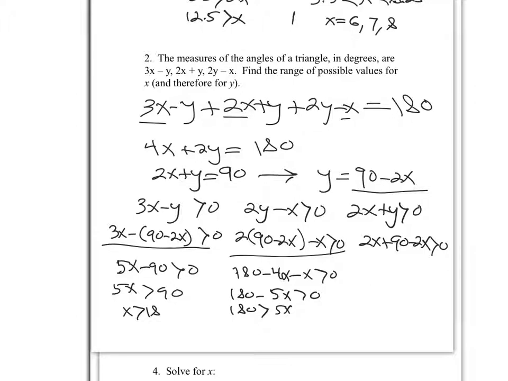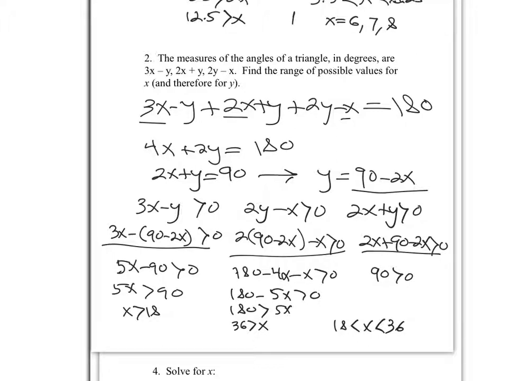And that means that when we divide both sides by 5, 36 is greater than x. Or in other words, x is less than 36. Finally, for the third one here, the 2x and the negative 2x cancel out. We get 90 is greater than 0. Well, that's always true. So what we can say in conclusion is that 18 is less than x is less than 36. So any values between 18 and 36 are going to satisfy this equation.